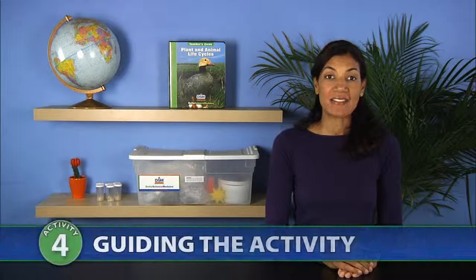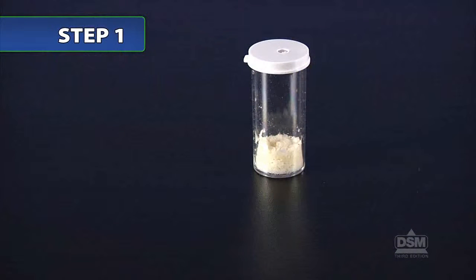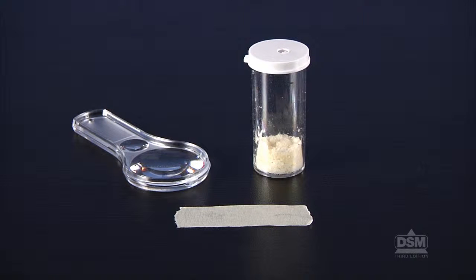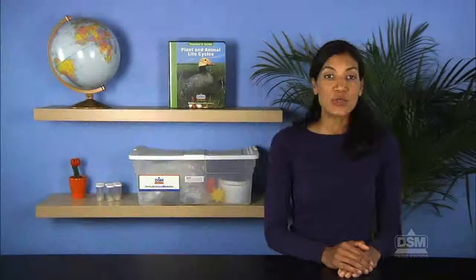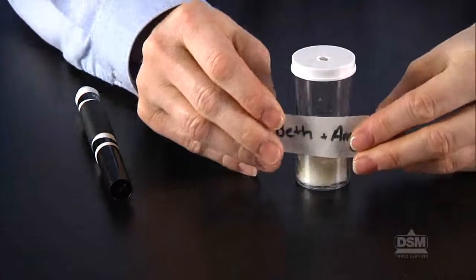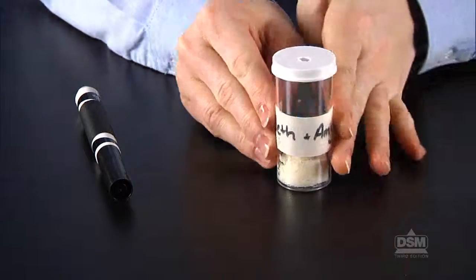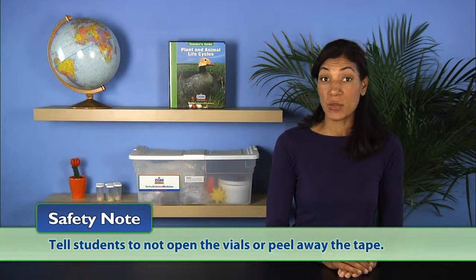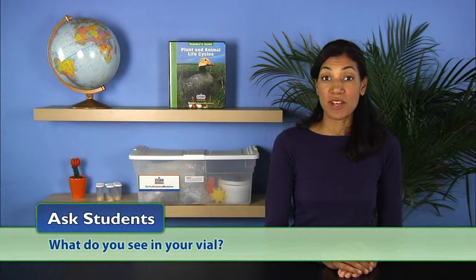To begin the activity, distribute a vial of fruit flies, a small strip of masking tape, and a magnifier to each team of 2. Instruct each team to label their vial with the piece of masking tape. Make sure students know to not open the vials or peel away the tape. Ask students, what do you see in your vial?